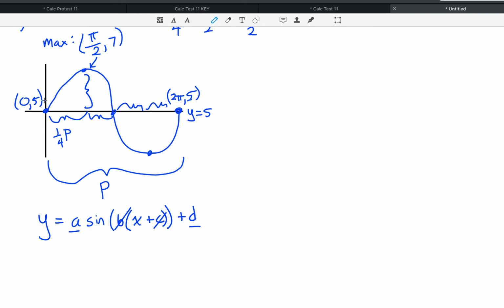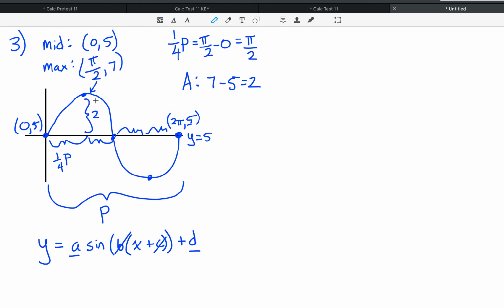Well, that distance, I started at 5 and I moved up to 7. I can just say my amplitude here is 7 minus that 5. Distance is always a subtraction problem. 7 minus 5 is 2, which means this distance is 2. So I don't know if this a value is 2 or negative 2. I do know that it's one of those because this distance is 2.